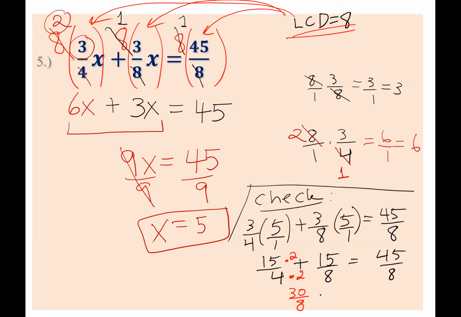And yes, it looks like we're on our way. So 30 over 8 plus 15 over 8 equals 45 over 8. And yes, that's true. I'm just about out of space here. 30 plus 15 is 45. And yes, they have the same denominator. So we're getting 45/8 equal to 45/8. It works out. So again, that was just our check that our solution worked.